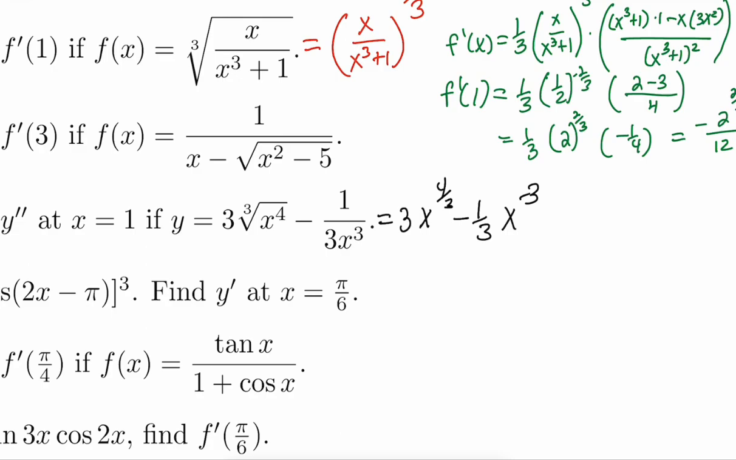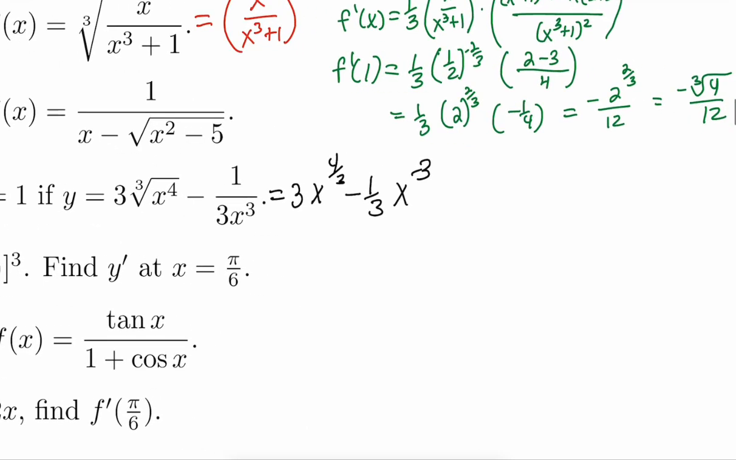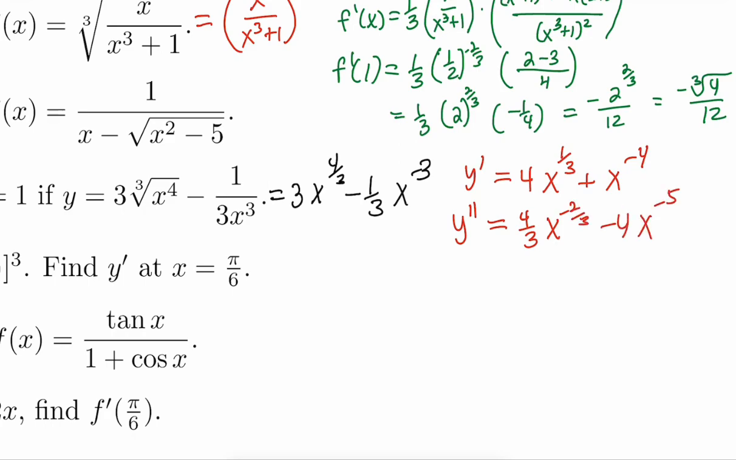Okay. So let's do our first derivative. So our first derivative, the 4/3 drops down in front, multiplies by the 3, we get 4. Power goes down by 1. Negative 3 drops down in front, multiplies by the negative 1/3, makes that a positive 1. Power goes down by 1. Everybody see how we got our first derivative? Okay, now our second derivative. Do it again. We get 4/3 x to the negative 2/3 minus 4x to the negative 5.